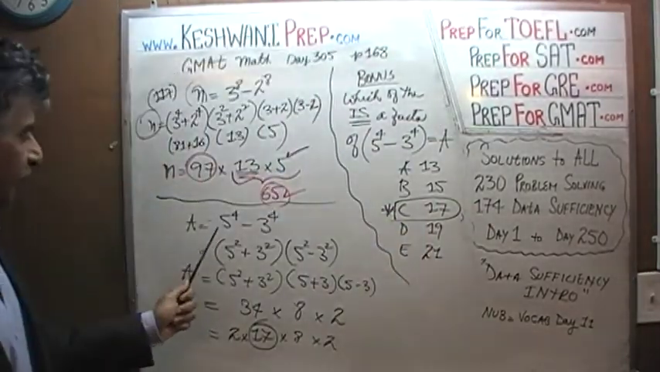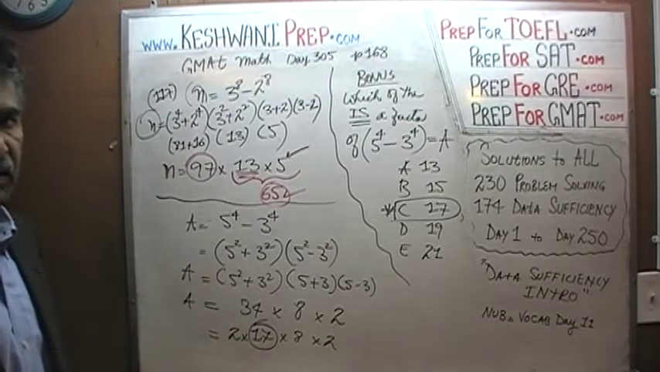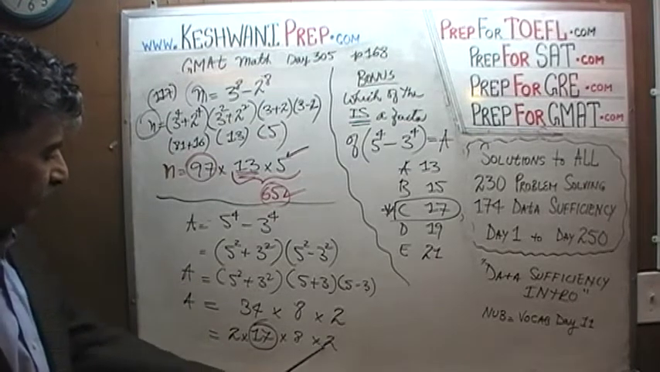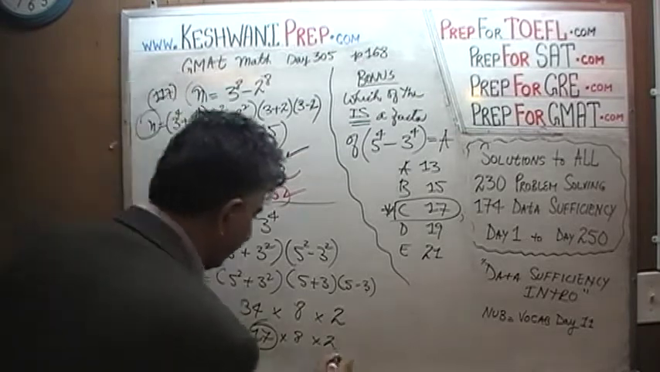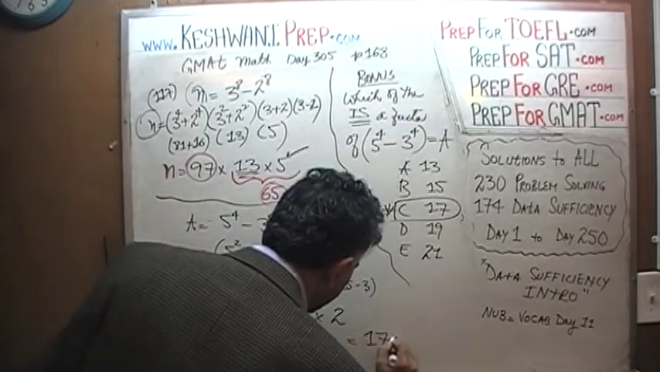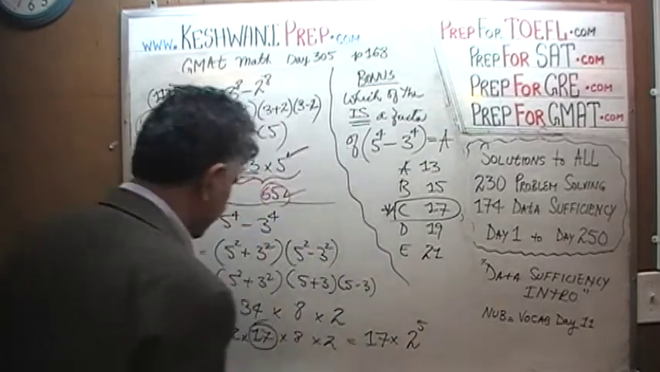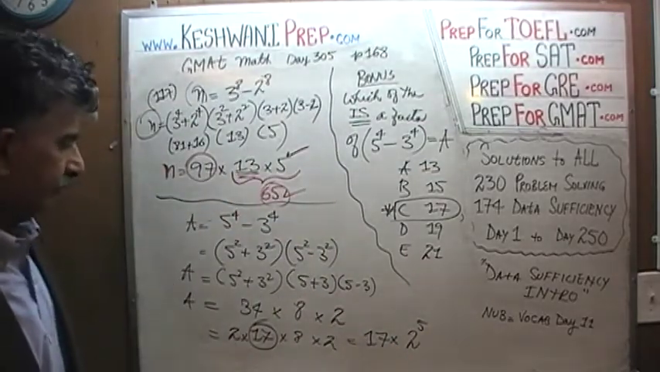This quantity 5 raised to 4 minus 3 raised to 4 can be evenly divided by 17 because A equals 2 times 17 times 8 times 2. In other words, A is equal to 17 times 2 raised to 5, which is 2 squared and 2 cubed. This is our A.